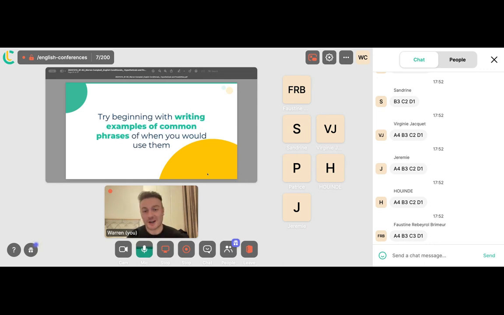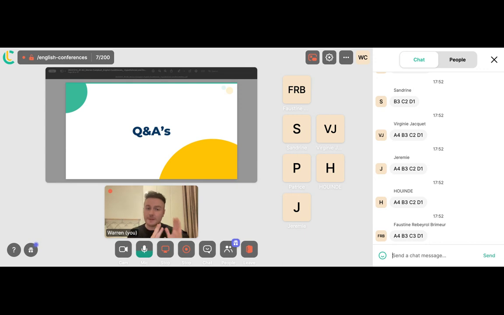You can do many things to practice. For example, you could try beginning with writing examples of common phrases of when you would use them. Then try identifying them in subtitles or books and noting down examples that you find. And the last thing before we do the Q&A, I would also suggest, as I mentioned earlier, getting familiar with the grammar. With the first conditional, the first form of the verb; second conditional, second form; third conditional, the third form. And then zero conditional, as the name suggests, there is no condition. It is simply a fact.